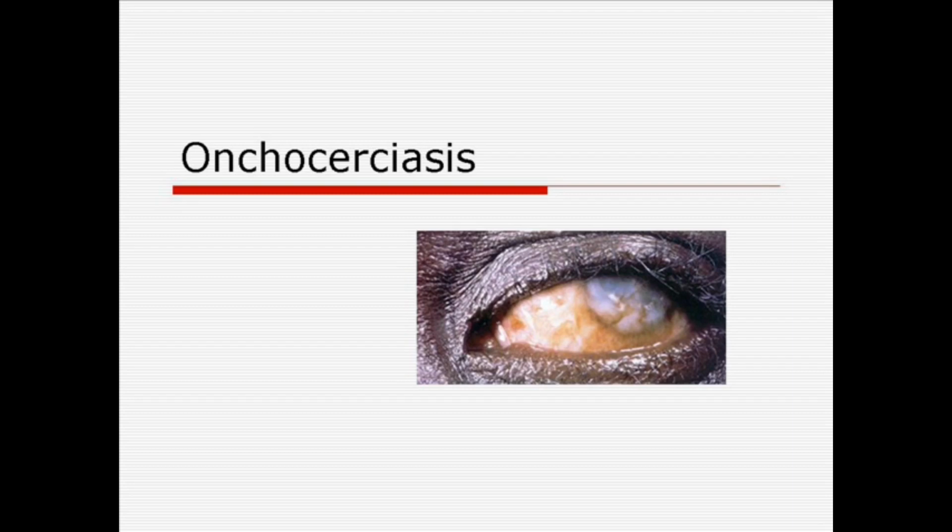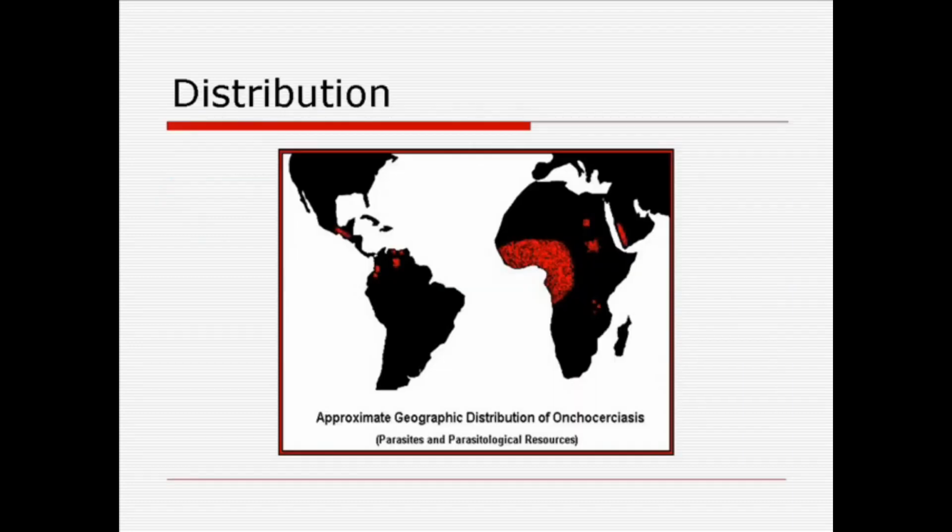The World Health Organization estimates that 37 million people are infected with Onchocerca volvulus worldwide. Of these people, 270,000 are blind and 500,000 have some sort of visual impairment. Some 90 million people are at risk for becoming infected with the parasite. The vast majority of infections occur in sub-Saharan Africa, although cases have also been reported in Yemen and isolated areas of Central and South America.